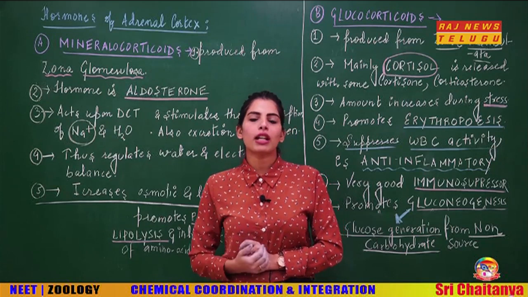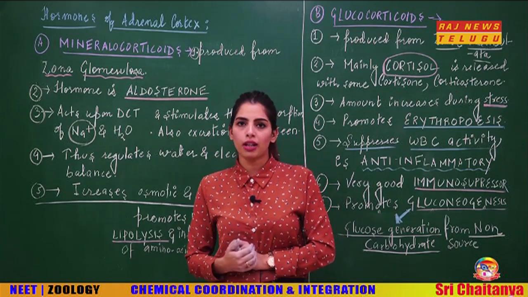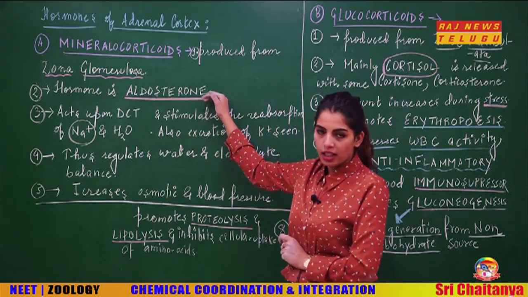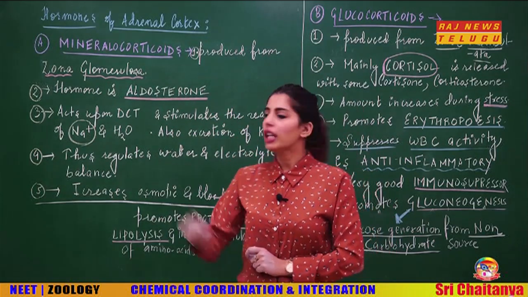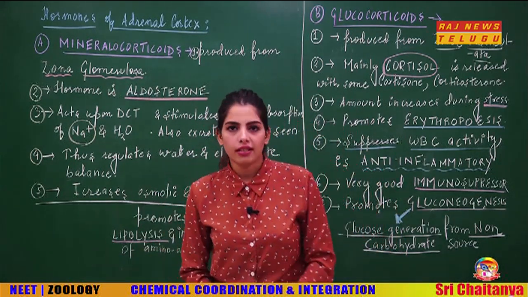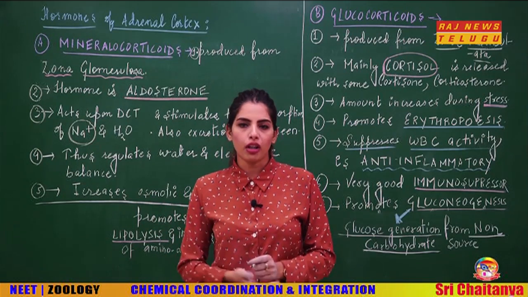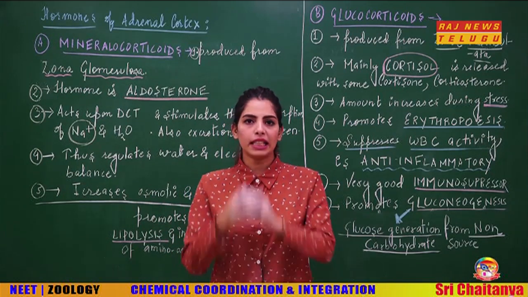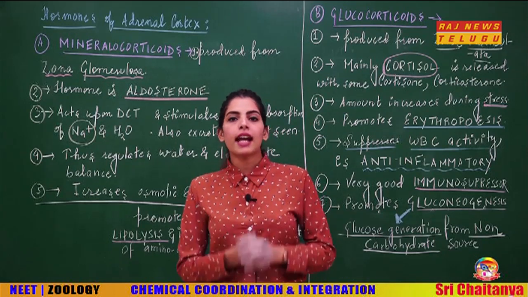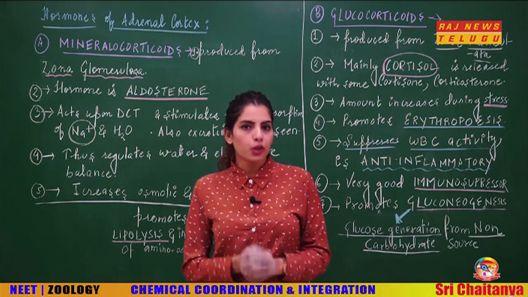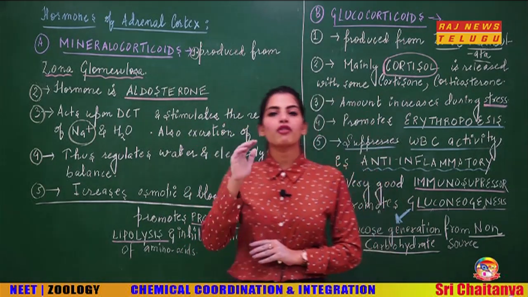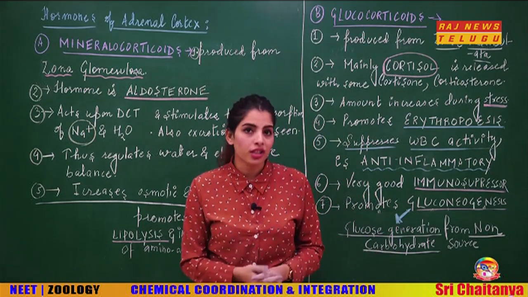Aldosterone is the mineralocorticoid released from the zona glomerulosa and has several important functions. The very important function of aldosterone, first of all, look at the action. It is going to act upon your nephron. It is going to act upon the DCT, the distal convoluted tubule. And once it acts upon the DCT, it is stimulating the reabsorption of sodium ions as well as water.